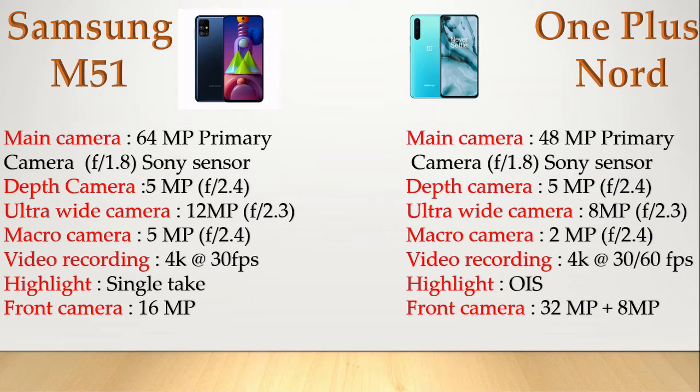It has front camera of 16 megapixel, whereas OnePlus Nord has a primary sensor of 48 megapixel with depth sensor of 5 megapixel along with ultra wide camera of 8 megapixel and a macro camera of 2 megapixel. It supports video recording up to 4K 30 to 60 fps and its main highlight is OIS, which is optical image stabilization, which helps to capture smoother transitions in videos. It has front camera of 32 megapixel and an 8 megapixel ultra wide camera.